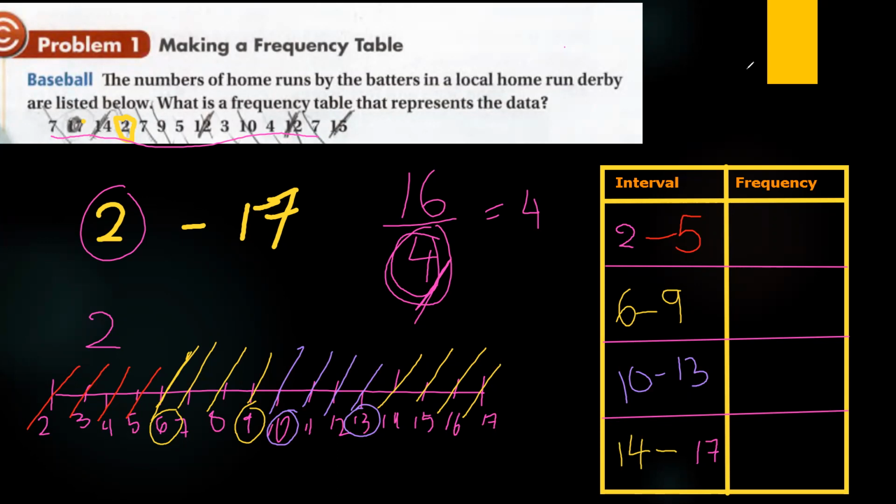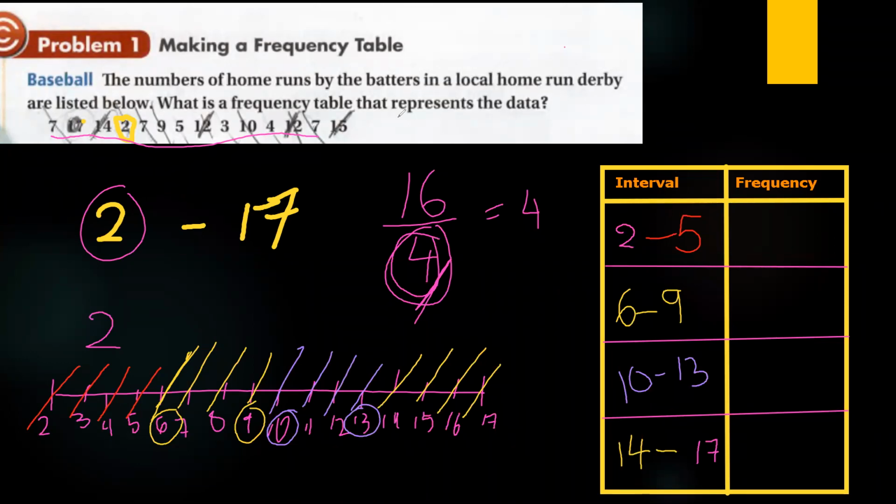Now we see that we have 4 intervals and the length of each interval is 4. Did you understand up to now? Is it clear? Yes. Later on, when you have more examples, inshallah you'll understand. Then the second step.